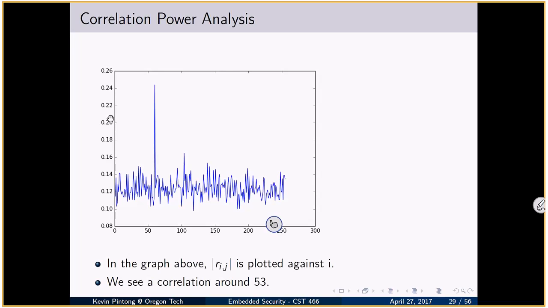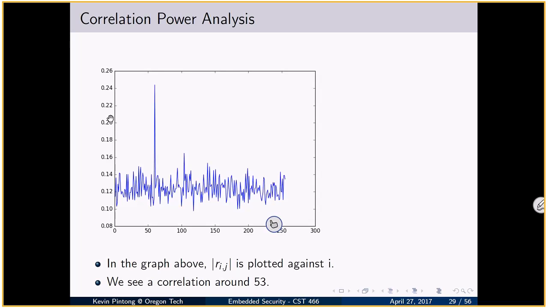So the second spike over here is at around 105 or so, at 0.16 or 17-ish, probably more like 0.165. That would be the second highest value, third highest value, fourth highest value, right?